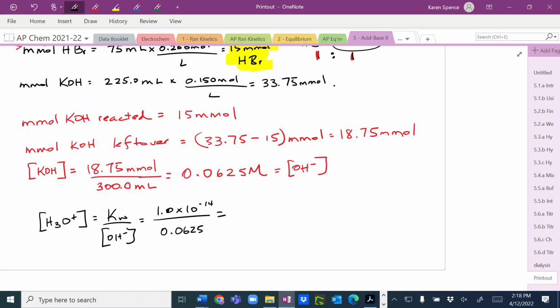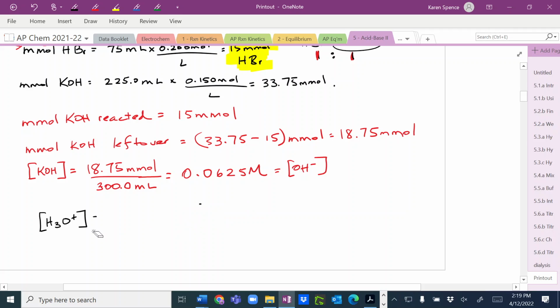Did I do it wrong? Huh? Oh, the question asks for pOH. Well, dang. If it asks for pOH, then we don't need to do that at all. Not reading the question.